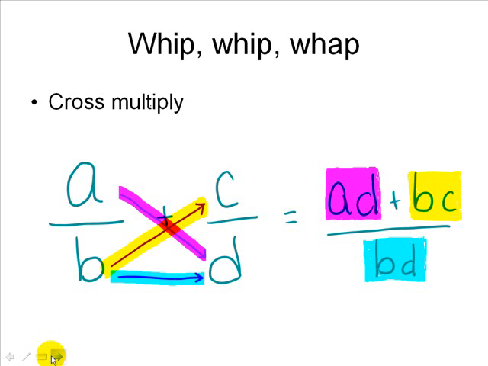Now this is a diagram showing you how you whip, whip, whap. Really you're just cross multiplying. You have two fractions, a over b plus c over d. You cross multiply a times d, put it up here, take the sign that's right here and put it right here, and then you cross multiply the denominator of the first one times the numerator of the second, bc, and add it to the ad. And then you divide that whole sum by b times d, as we're showing right here.